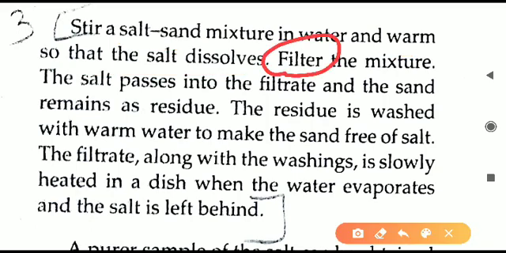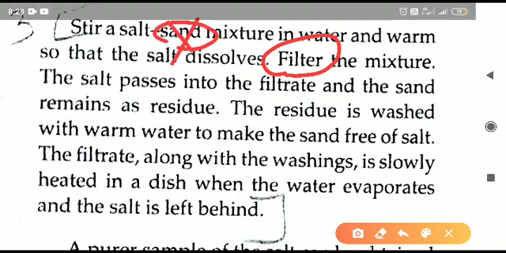After that we will filter using the filter paper. We will filter it. On filtering, what will happen? Sand will collect on the filter paper, sand has separated outside.